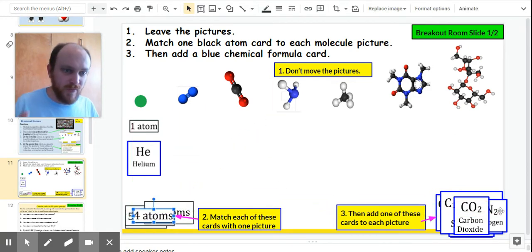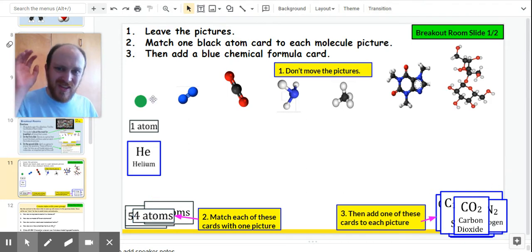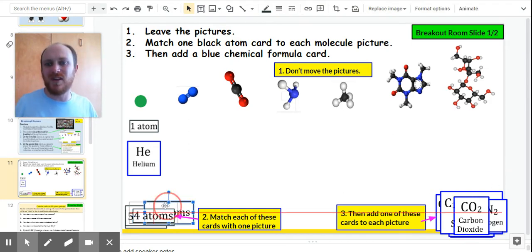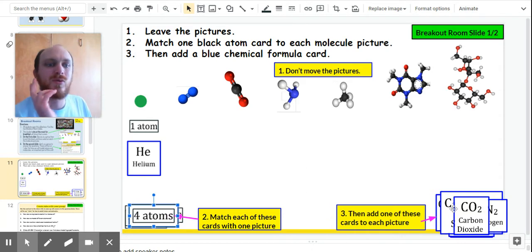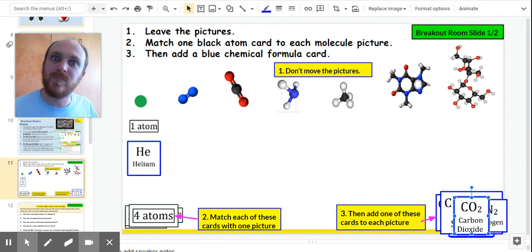Then you're going to come back over here. These are pictures of molecules. These are the number of atoms in each one. And then these are what we call the chemical formula of a molecule. You might have heard of H2O. H2O is the chemical formula of water. It tells you the atomic composition, basically. It tells you what atoms the molecule is made from.